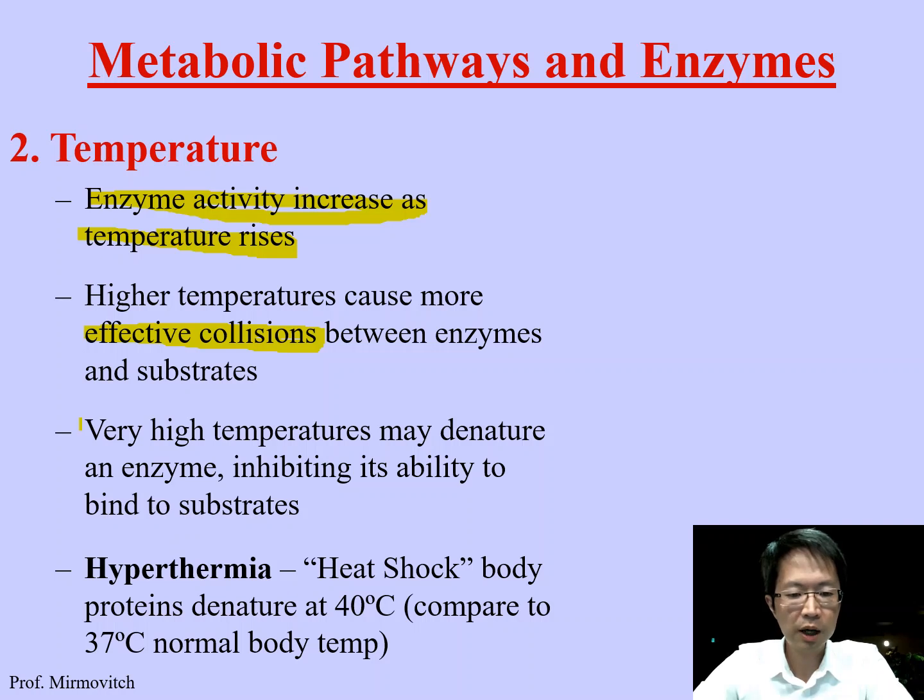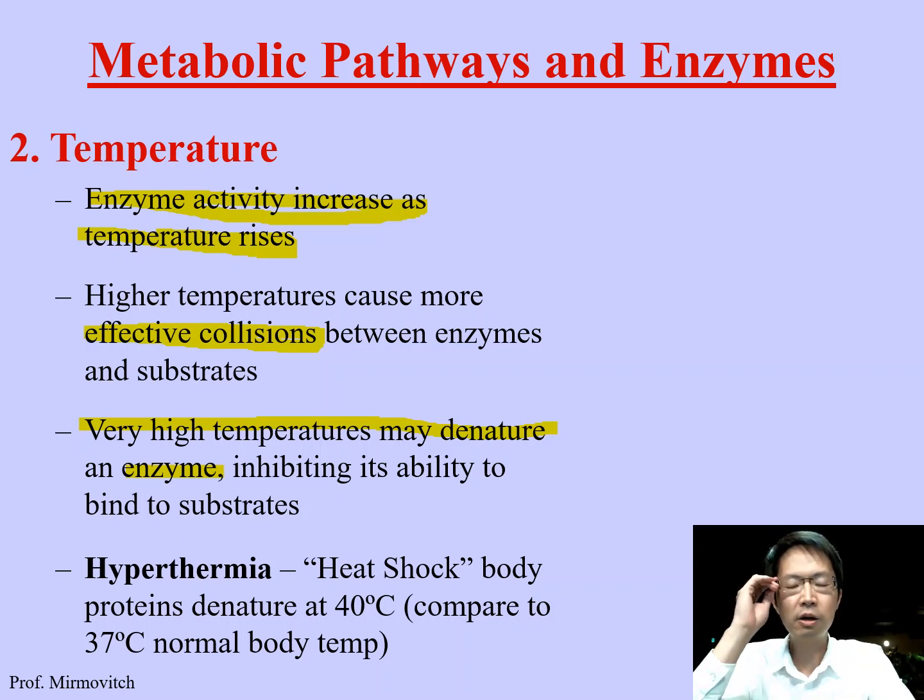But too high a temperature is not good. Why? It can denature the enzyme. What does it mean, denature? Well, most enzymes are protein. So if you heat up a protein, let's say if you cook an egg, the egg white is protein. If you heat an egg, what will happen? The transparent liquid egg white will become an opaque white solid.